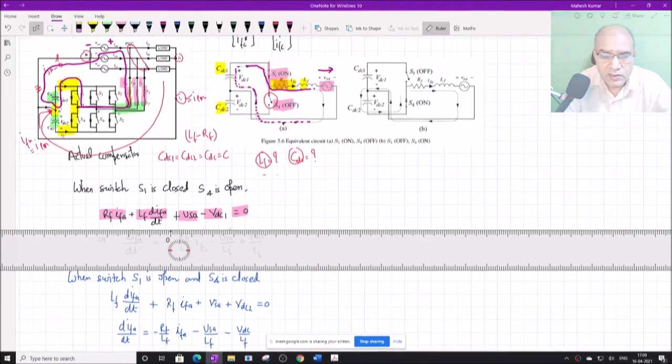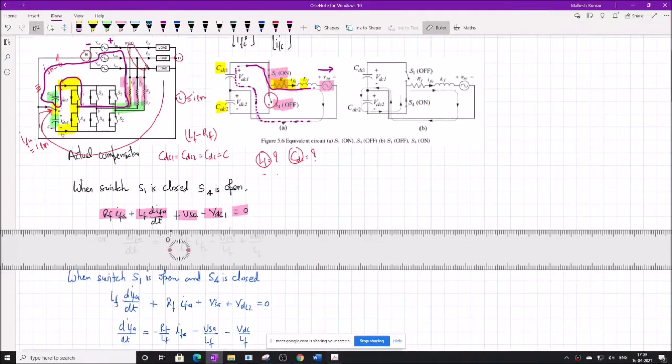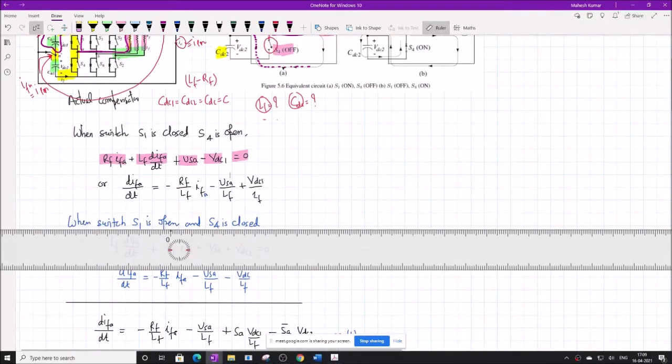Alright. Now, next is when S4 is on, S1 is off. This equation can be further written in form of a first order differential equation for the current. So dIFA by dt equal to minus RF by LF IFA, minus VSA by LF plus VDC1 by LF. Okay, this is in a state space form, or you can say first order differential equation form.